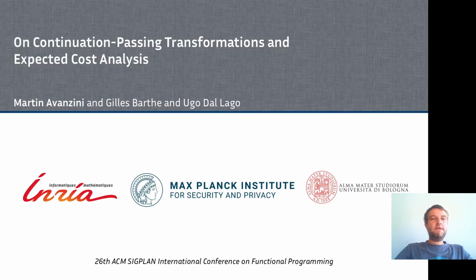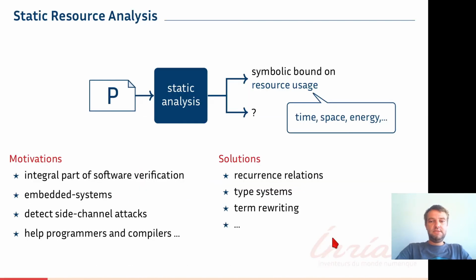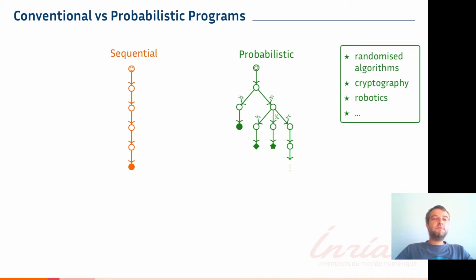So in this work we are interested in the resource analysis of programs. Such a static resource analysis is a well-established research field where a lot of different techniques have been proposed. However, most of these techniques are confined to sequential models of computation. On the other hand, if we look at application areas such as, for instance, cryptography or robotics, then the underlying model of computation is inherently randomized.